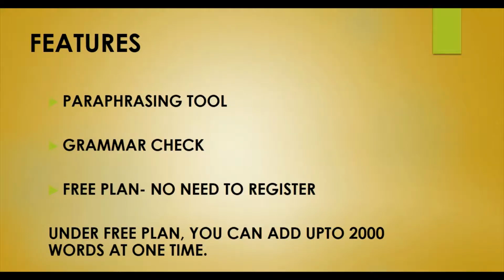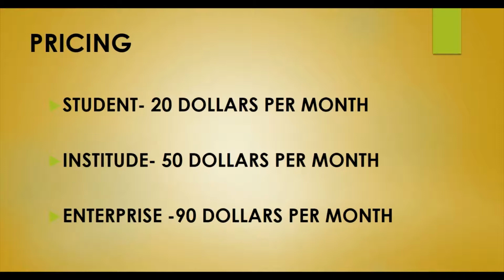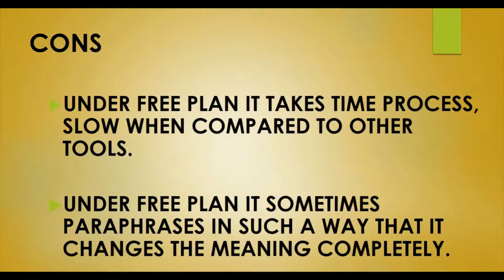Under the free plan, you can add up to 2000 words at one time. The best part I like is you don't need to register, which of course saves a lot of time. Now the pricing here is a little bit higher than Grammarly and Ginger. For students, it's $20 per month, and if you're not a student, if you're a professional, Institute is $50 per month, and Enterprise is $90 per month, which is very high.